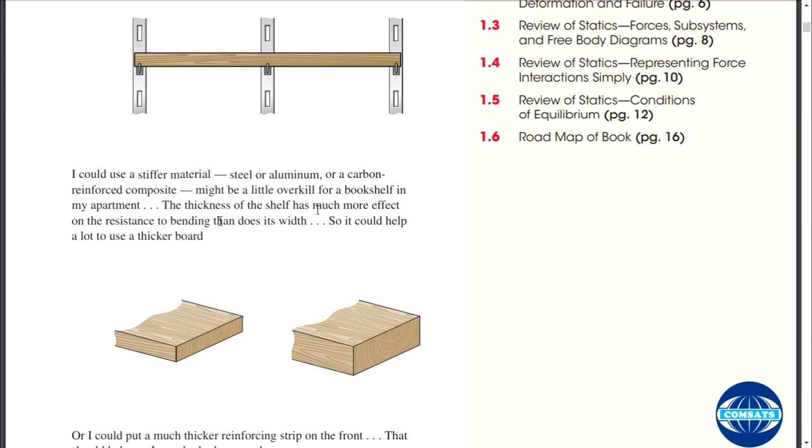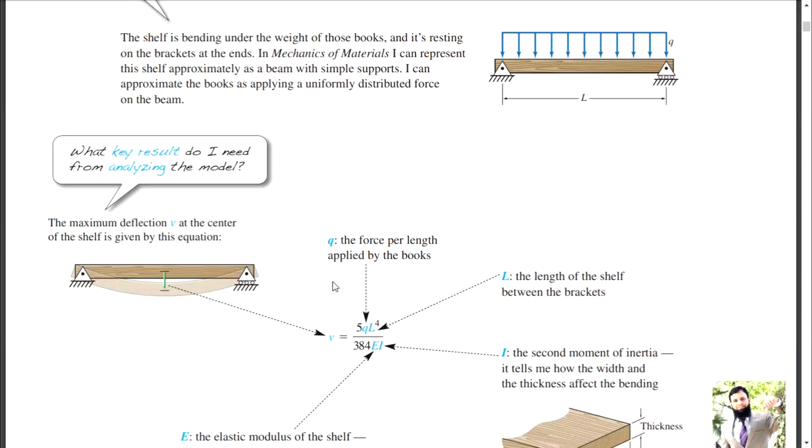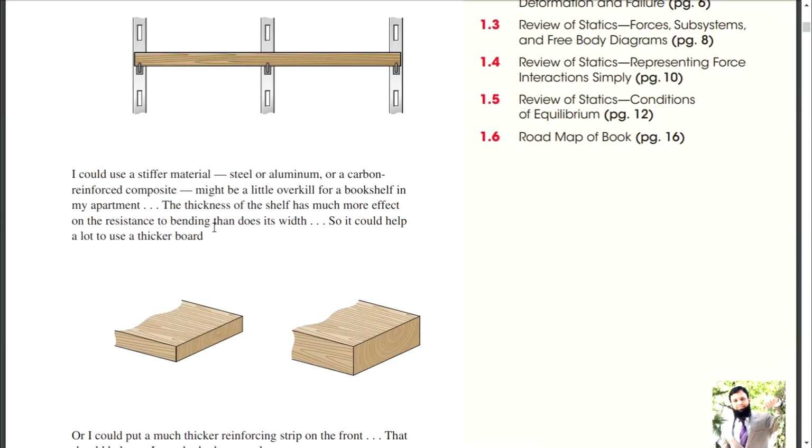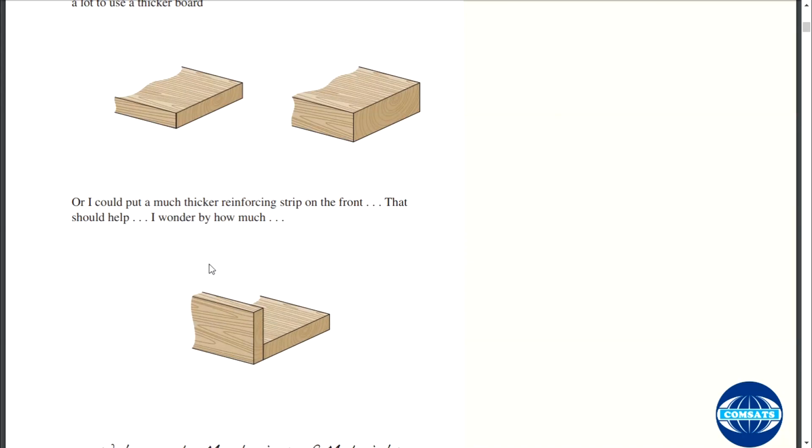The thickness of the shelf has much more effect on the resistance to bending than its width. So thickness is more important, because it matters more in the moment of inertia, b h cubed divided by 12. The greater the height, the greater the moment of inertia, and the greater the moment of inertia, the lower the deflection. A practical example is larger span girders, even bridge girders: you would have seen that the depth of the beam is greater, while the breadth is smaller. So when your spans are greater, you have to increase the height or depth of the member. This is a golden rule.